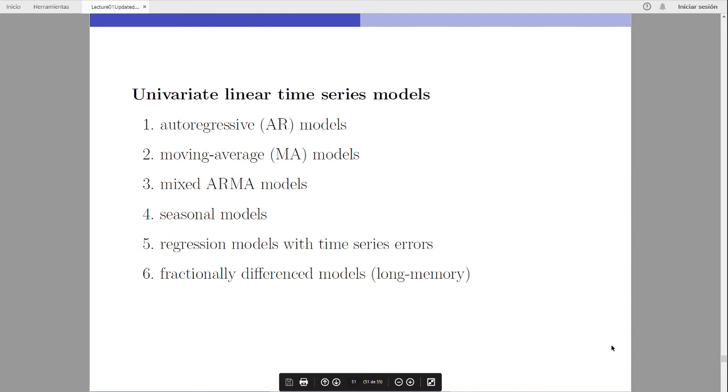Now, there are a lot of models. Actually, in lecture two, we will dedicate to one, two, and I think three.